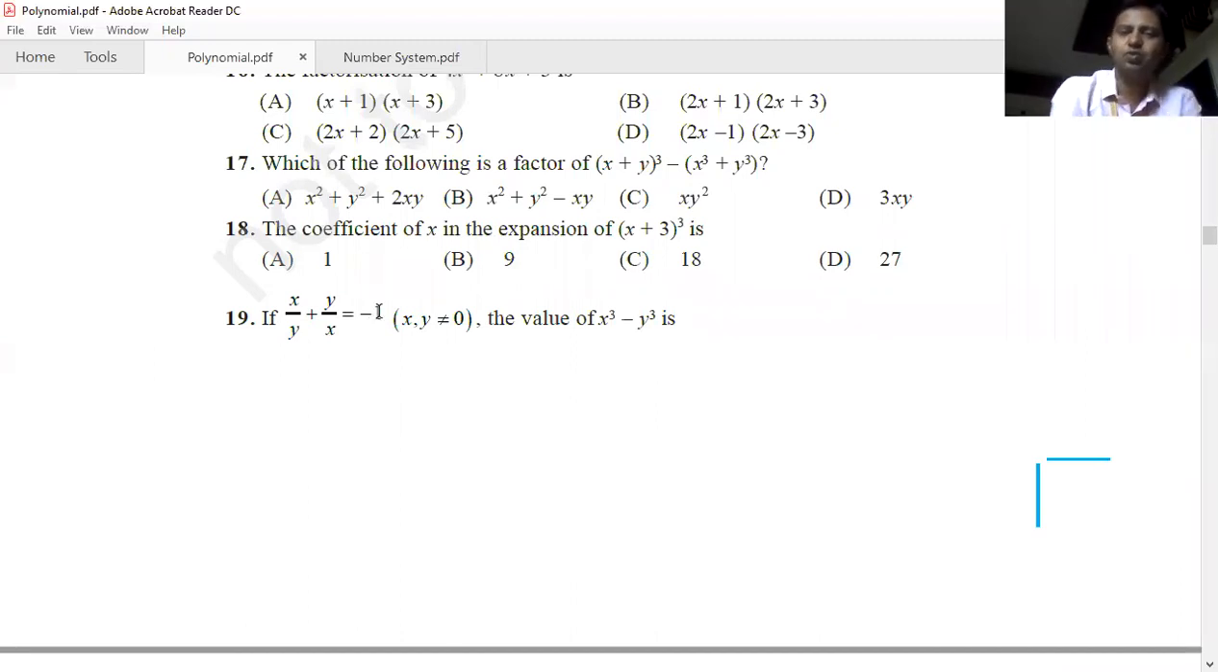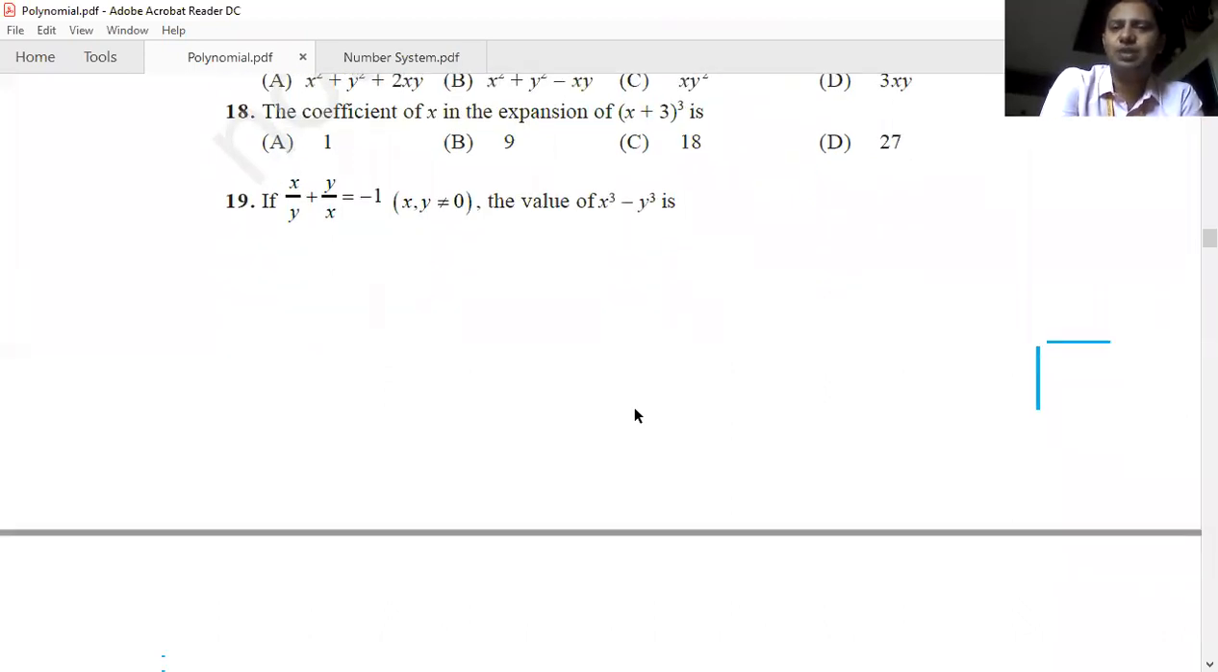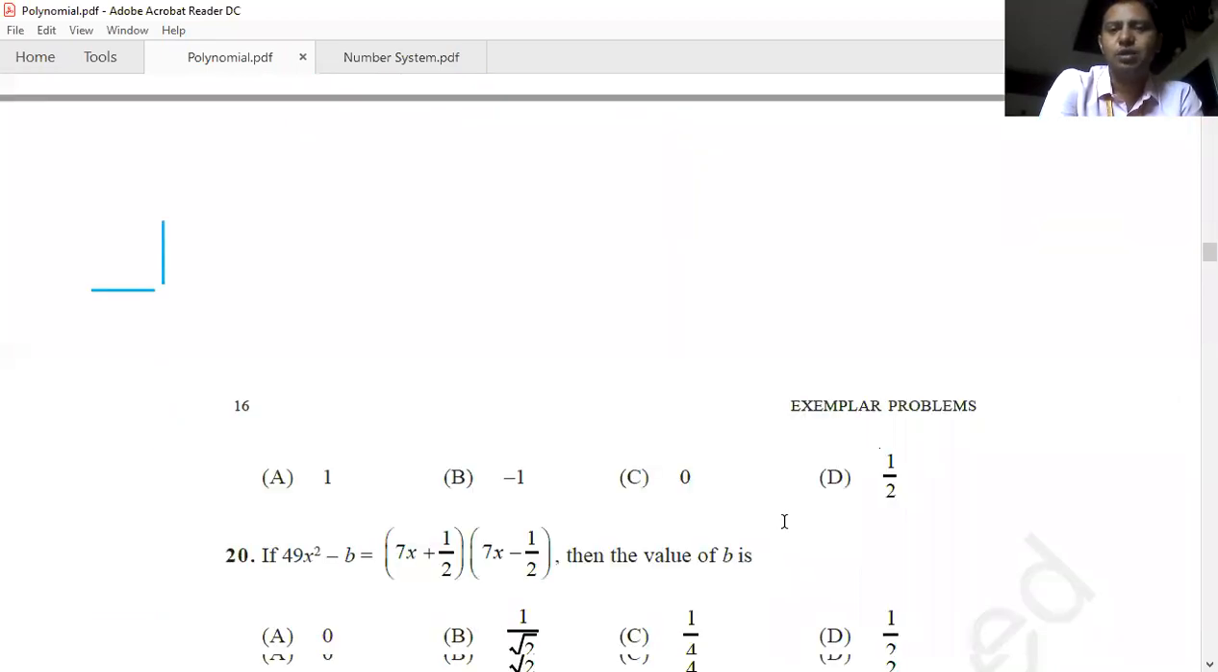Minus xy goes to the left hand side, and it becomes x square plus y square plus xy is equal to 0. So x square plus y square plus xy becomes 0. Then in the form of the identity, it was x minus y into x square plus y square plus xy. So the second bracket becomes 0, and the answer will be 0.